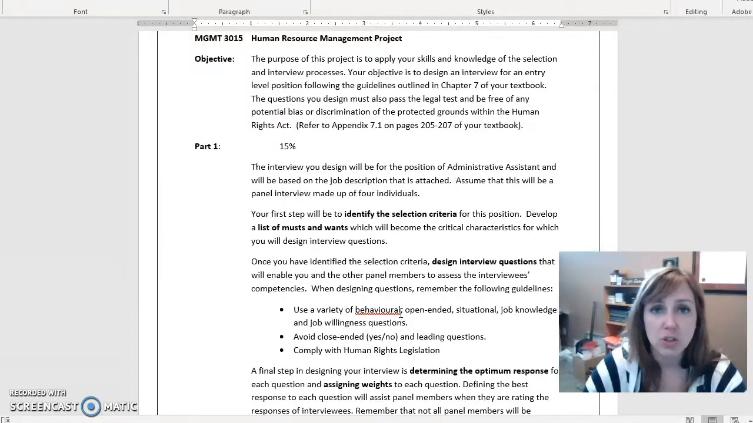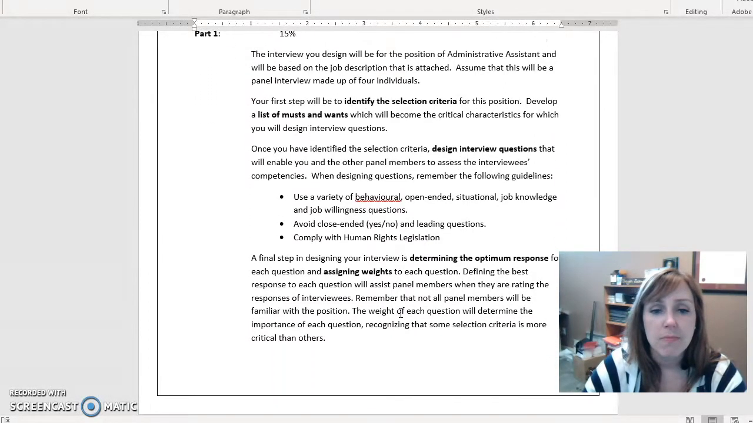They should always assess job knowledge and qualifications for the role rather than anything personal. Certainly you need to comply with human rights legislation and make sure that all of your questions are legally defensible. Avoid asking questions that lead to a yes-no answer. You want to probe for information and gather lots of information, so you want to ask questions that require more than a yes or no, one-word answer.